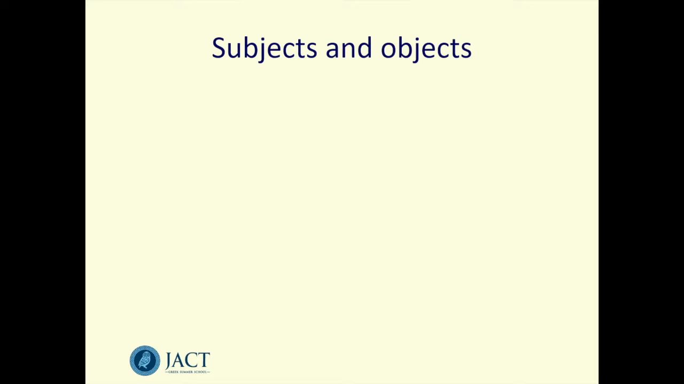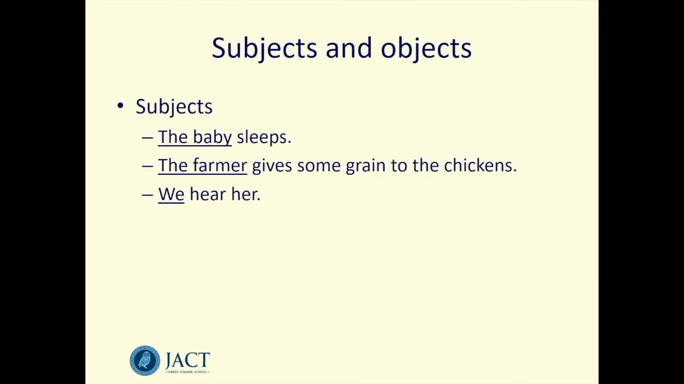For the sake of simplicity, I'm going to refer to the participant that the verb agrees with as the subject of that verb, whether it is doing some action or having some action done to it, or neither. In English, the subject typically comes before the verb, as for instance, the baby in the baby sleeps, or the farmer in the farmer gives some grain to his chickens. Some words in English have a distinctive form when they're used as a subject. For instance, he, she, I, we, they.